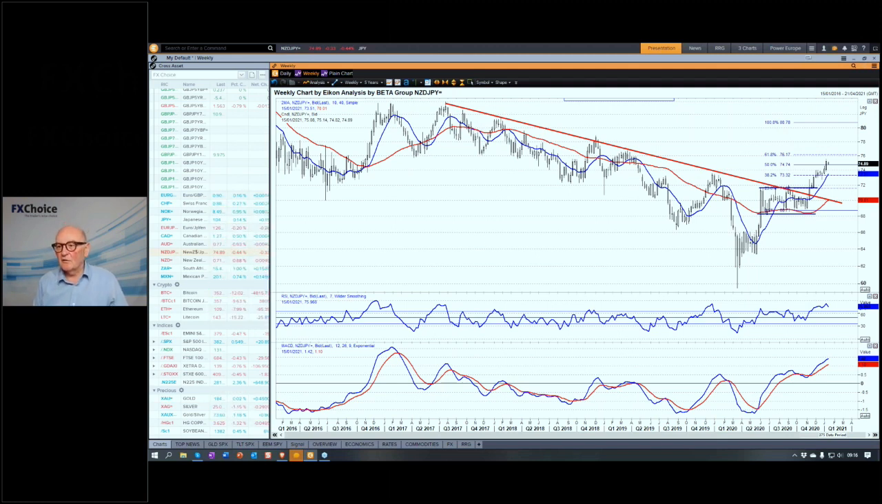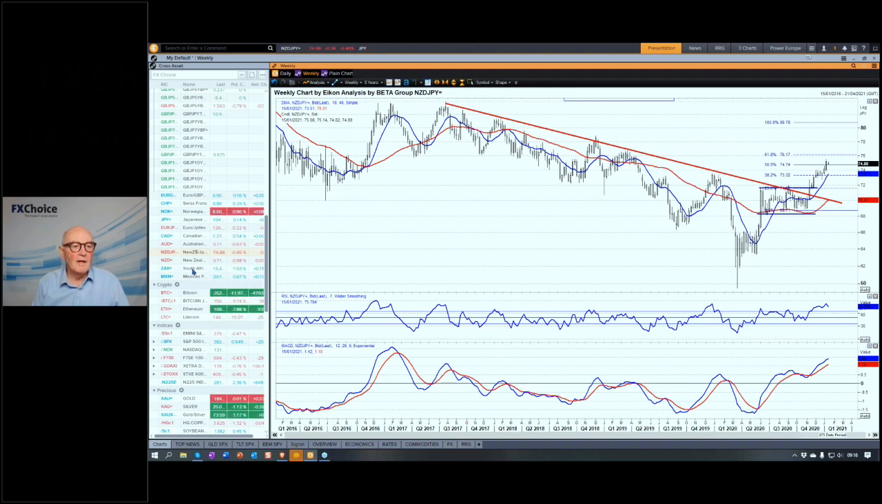So I think this is a good one, having broken this long-term downtrend here, and having got so excessively weak here in the New Zealand dollar that is springing back very powerfully indeed.